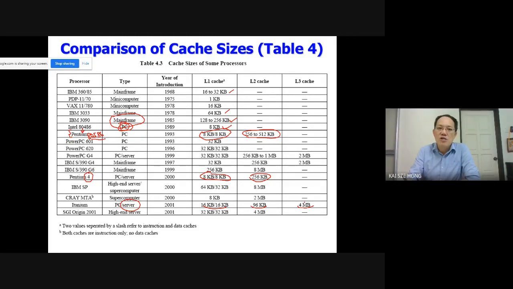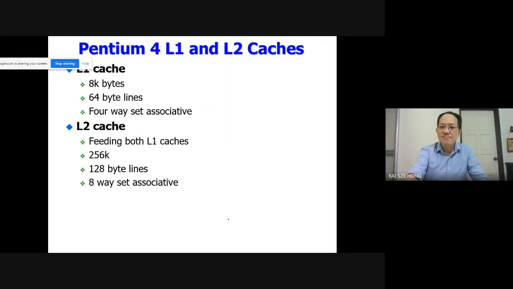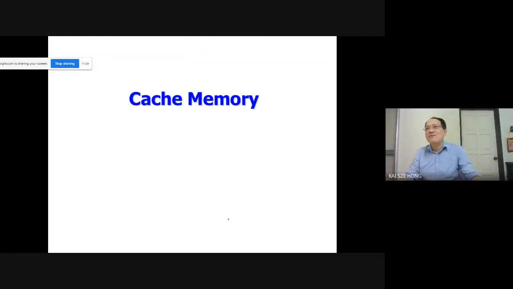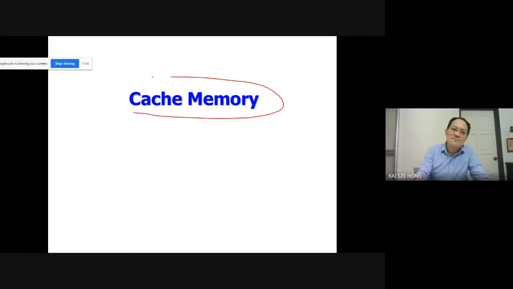So that's the reason why we need to study cache. Cache is a very important thing because it's very important for us to increase the speed of a computer. Without further ado, let me go to the cache page of the cache memory. Cache memory. What is a cache? So you have a CPU over here.